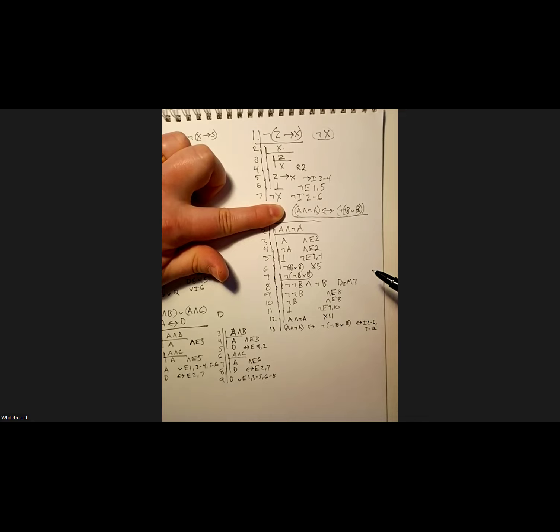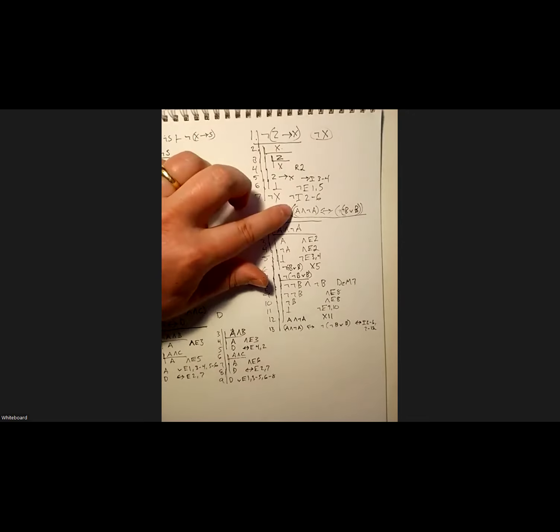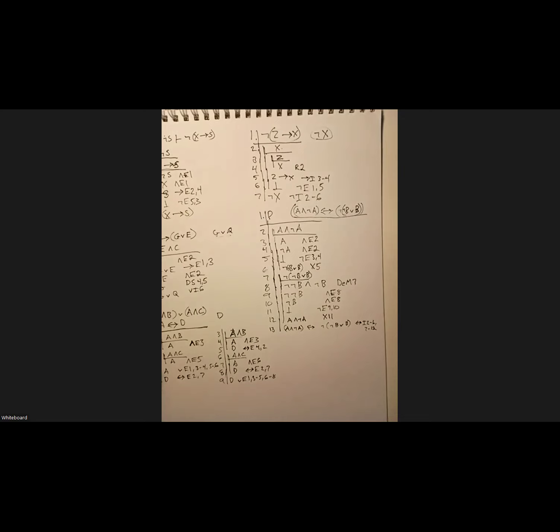Is it a theorem? Yeah, you got it. It's a theorem, right? So a theorem is a sentence that we can prove from nothing at all. And in fact, if we look at number 6, that's exactly what it is. Number 6 is asking us to prove a theorem.